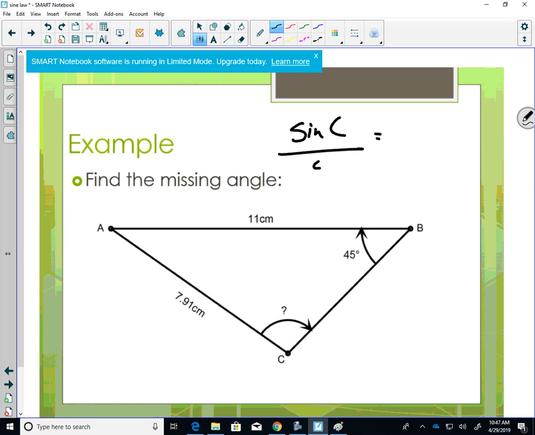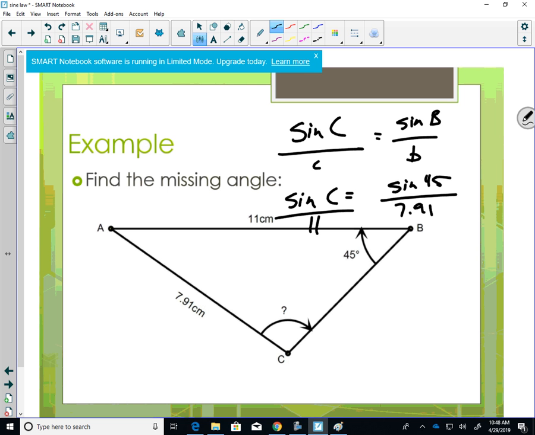is equal to, now what's the other side that I know? B. Same idea as last time. So sine B over little b. You have to have all angles on top and all sides on the bottom, or the other way. Sine C over little c is 11. Sine C over 11 is equal to sine B, sine 45, over little b, 7.91.